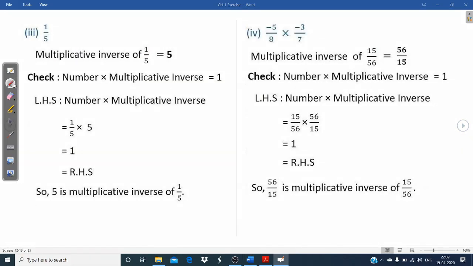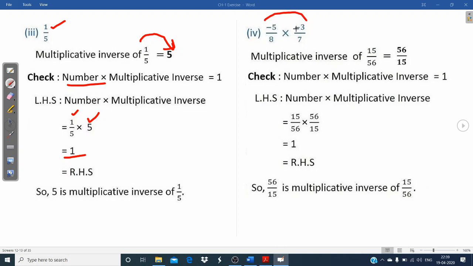Similarly, you have to do the same thing in the next parts also. 1 by 5: if that is the number, its multiplicative inverse will be its reciprocal, 5. And you can check this also. When you multiply the number and its multiplicative inverse, you will get 1.